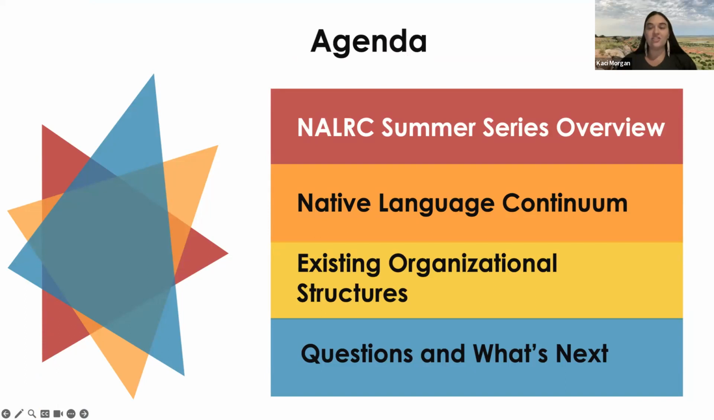Okay, so our agenda for today will begin by doing just a brief overview of the summer series, letting you know where you're at in the sessions and what we have coming up. Then we're going to talk about a continuum of language immersion types for you to think about what might be the best fit for your program or the school that you're designing or running. And then we're going to talk about some existing organizational structures that you might consider as far as school models for your school. And then at the end, we will do a quick breakout room networking, answer any questions you have, and preview what's next.